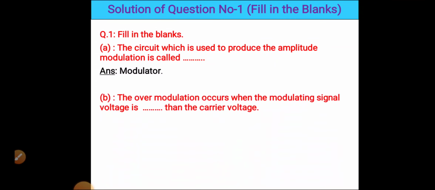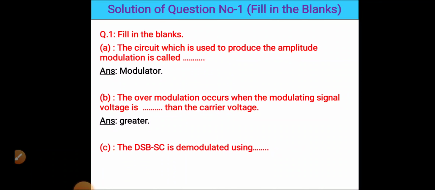Overmodulation occurs when the modulating signal voltage is dash than the carrier signal. Overmodulation means greater than 1. That means when the message signal amplitude voltage is greater than the carrier signal, overmodulation takes place. That means the amplitude of the message signal is more than the carrier signal. So the answer is greater than.